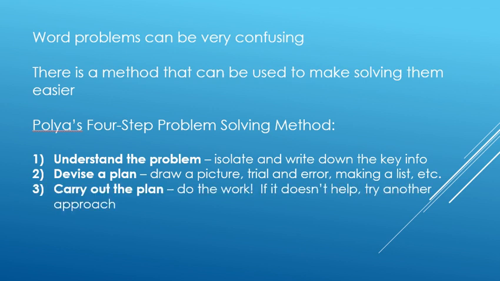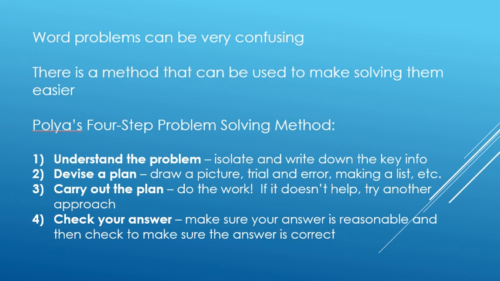Step 3, you're going to carry out the plan that you think you want to go forward with. So this is where you actually do the work. You crunch all the numbers. If this doesn't seem to help you, or you think you're going off, then go back to step 2 and try to come up with a new plan.